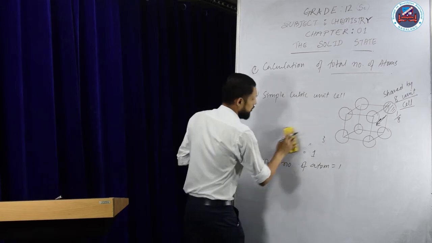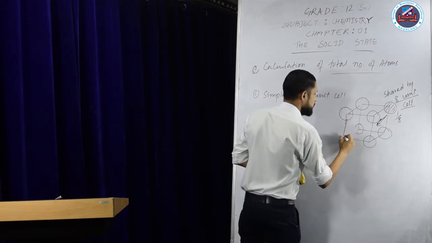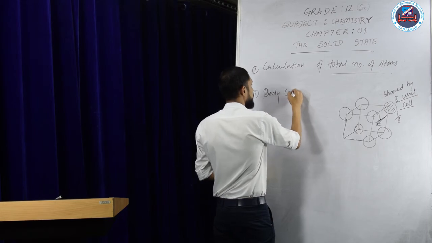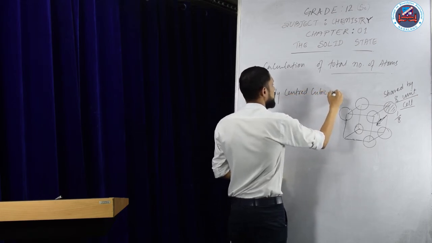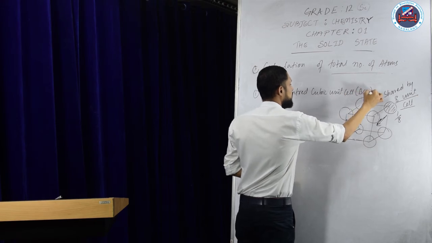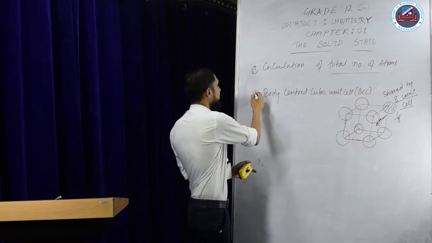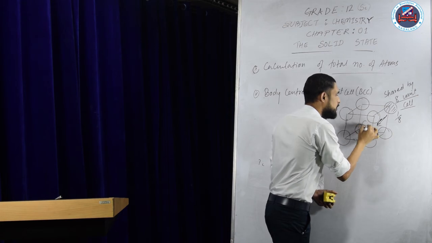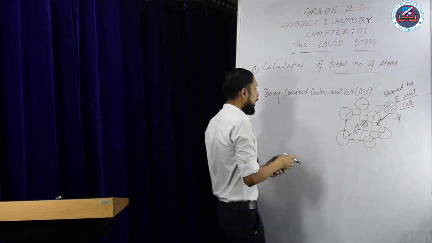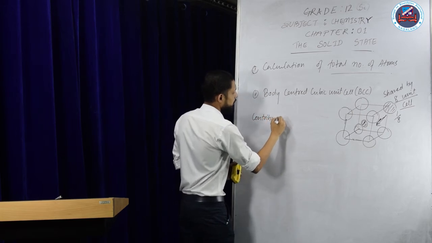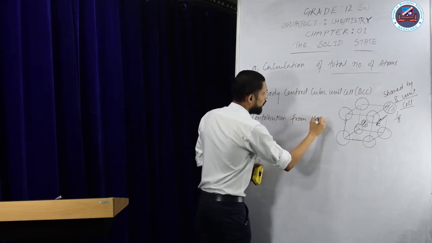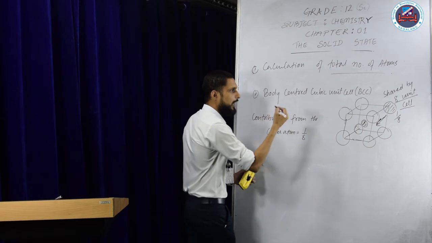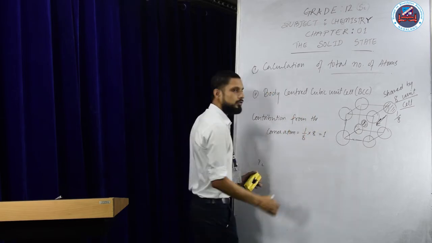Now let us see the body-centered cubic unit cell, in short also known as BCC. In a body-centered cubic unit cell, there will be corner atoms. But in addition to the corner atoms, an atom will also be present inside the body. Now, the contribution from the corner atoms: we already know that the contribution is 1 by 8 from each corner atom. There are 8 corner atoms. 1 by 8 multiplied by 8 is equal to 1.